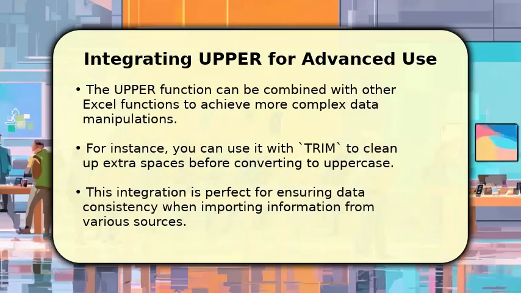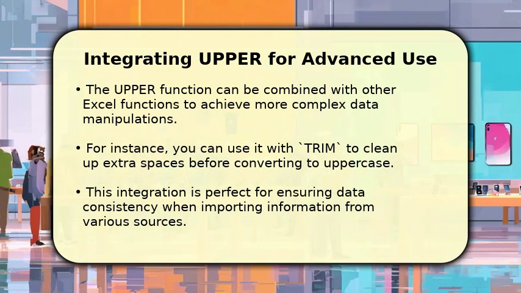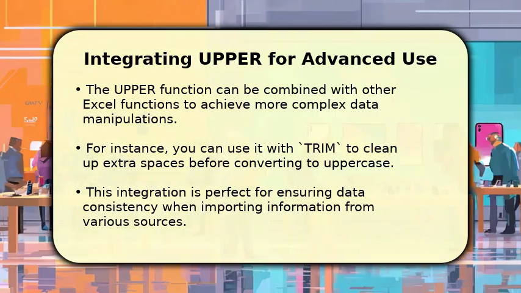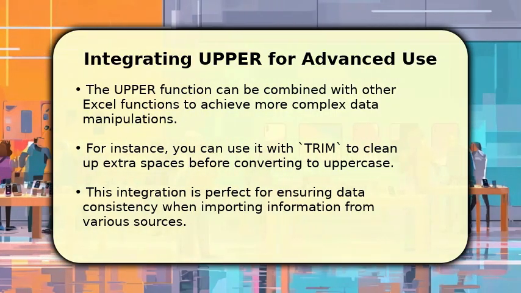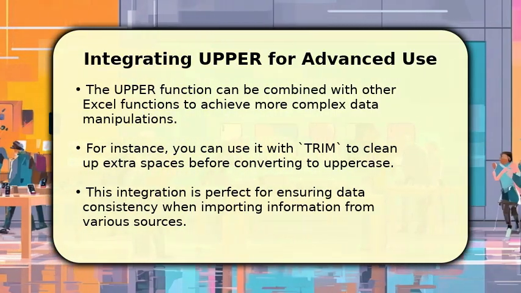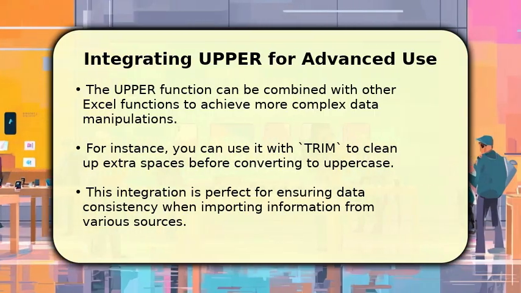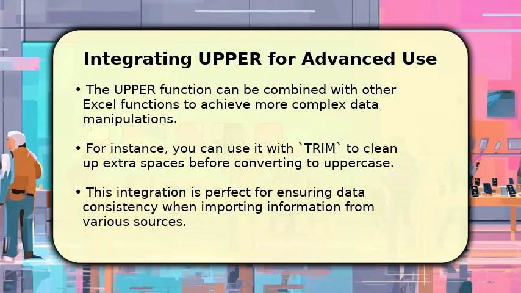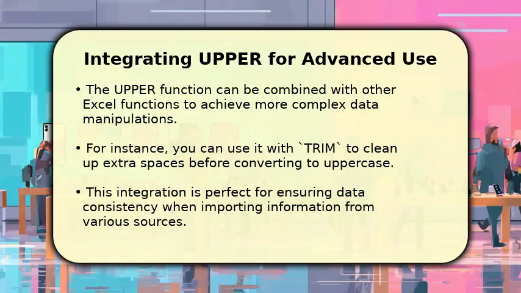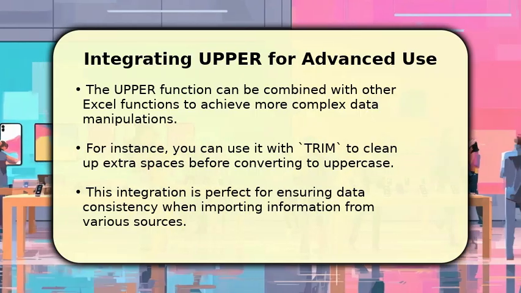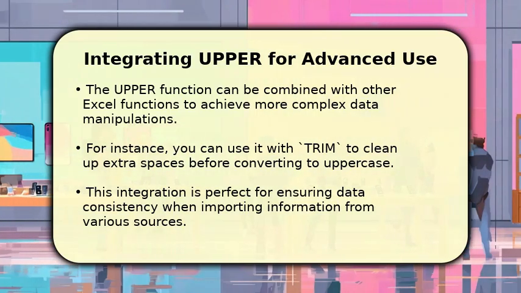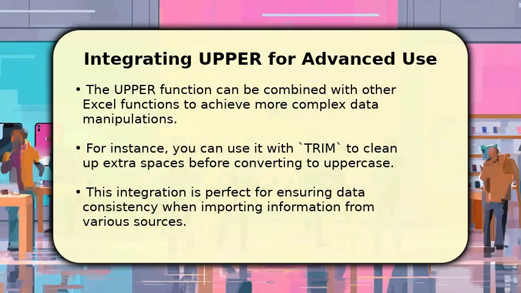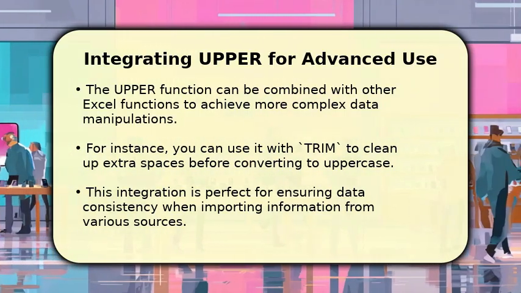letters. The true power of the upper function often shines when it's combined with other Excel functions. Imagine you have data with inconsistent spacing and capitalization. You could use trim to remove extra spaces, and then wrap that with an upper to standardize the capitalization, all in one formula. This approach is incredibly efficient for cleaning and preparing data, especially when you're dealing with large datasets or information pulled from different systems. It helps maintain a professional and uniform look.